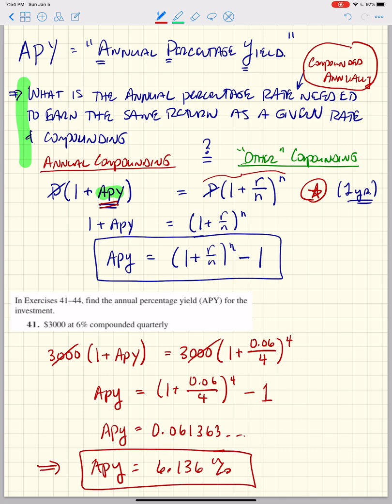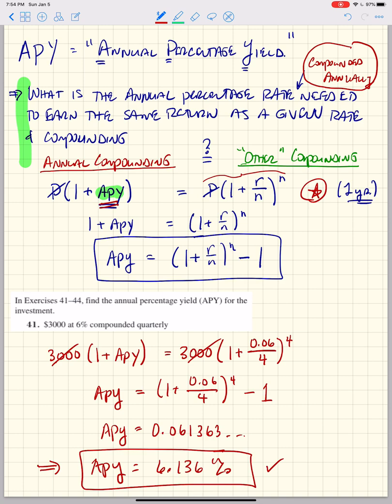And this is what you would see if you were to go to a bank that was offering this. It may say, hey, we're going to give you 6% interest compounded quarterly, but they would also say the APY for that is 6.136%. So this investment in this problem is equivalent to investing $3,000 and having it compounded once a year at 6.136%. Hopefully that is somewhat helpful in getting you a better understanding of APY.